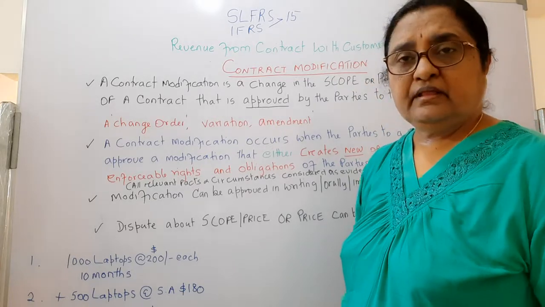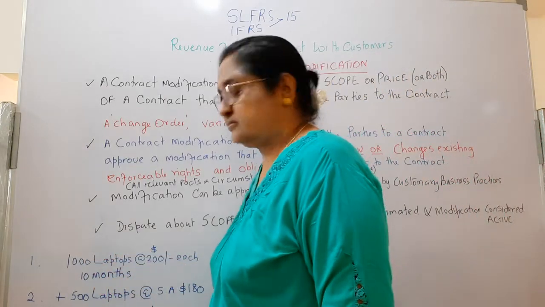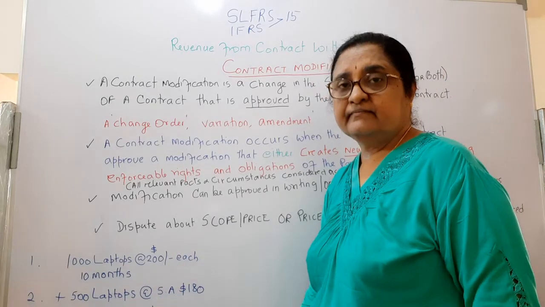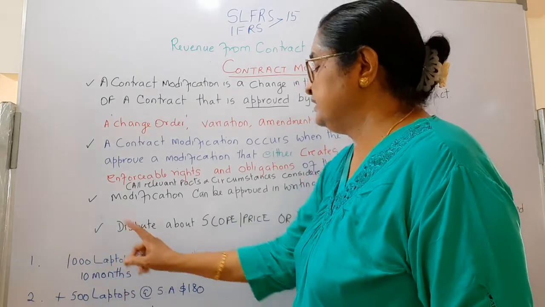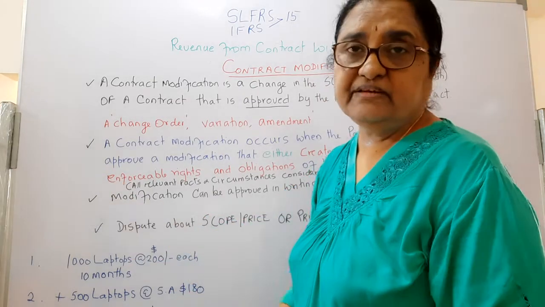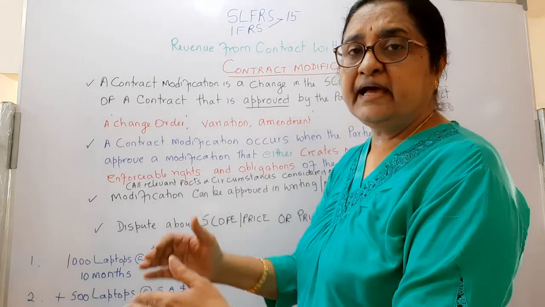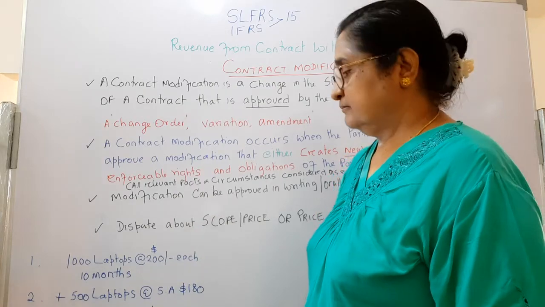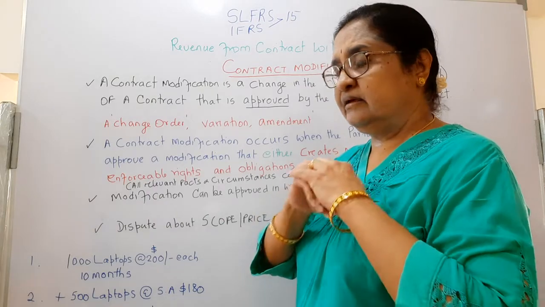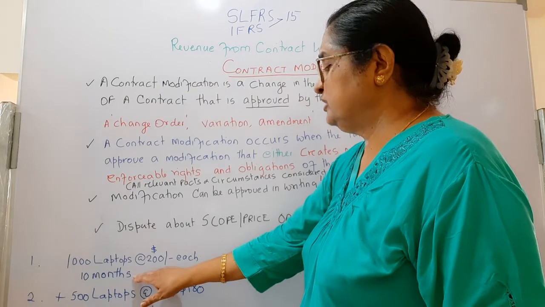An entity has a contract with a customer to supply 1,000 laptops. For discussion purposes, I have taken these prices: 1,000 laptops at $200 each in 10 months. That means over a period of time, so 100 laptops a month. They are supplying at 200. This is a contract that has been approved, that 15.9 has been met and everything is okay. Now this is going on.